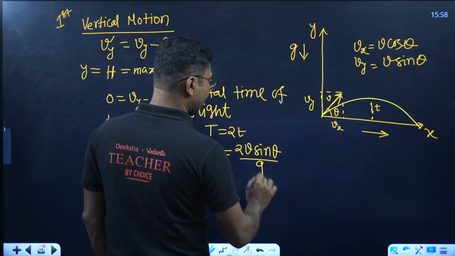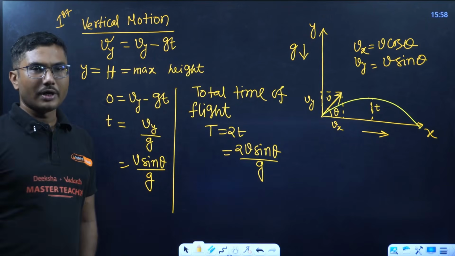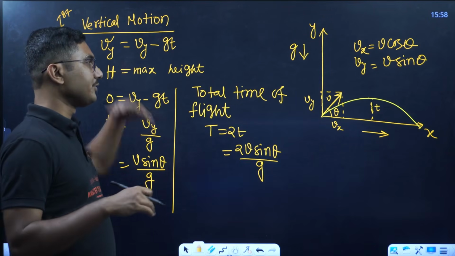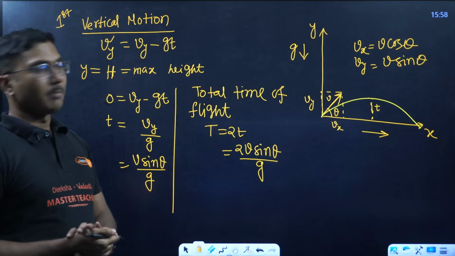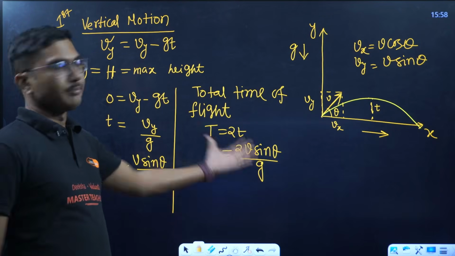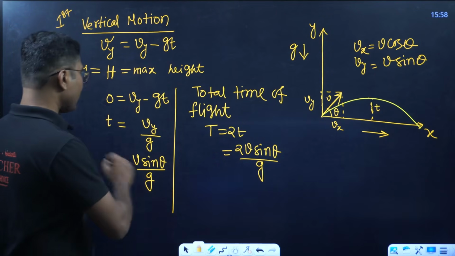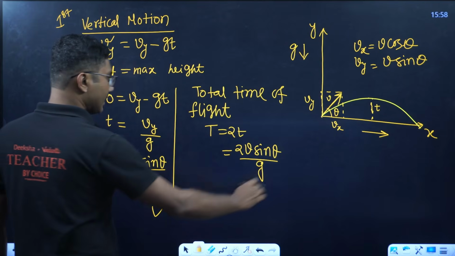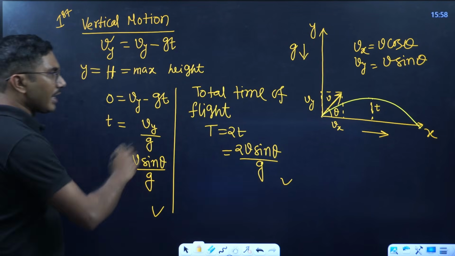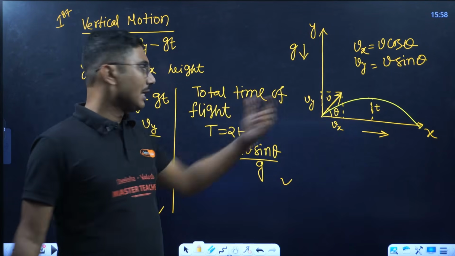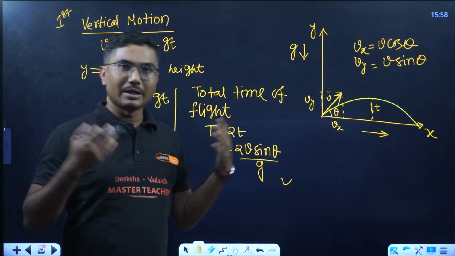Now if you can calculate these two times, your life is sorted. You just need to find the maximum height and range from this time. This is the most important. These two times are most important, this and this. This time is required to calculate maximum height h. This time is required to calculate range r.